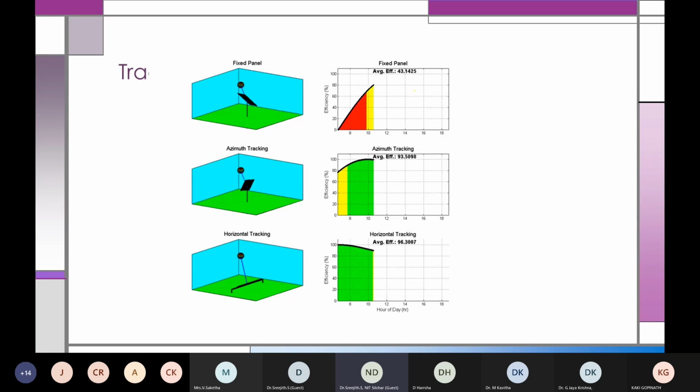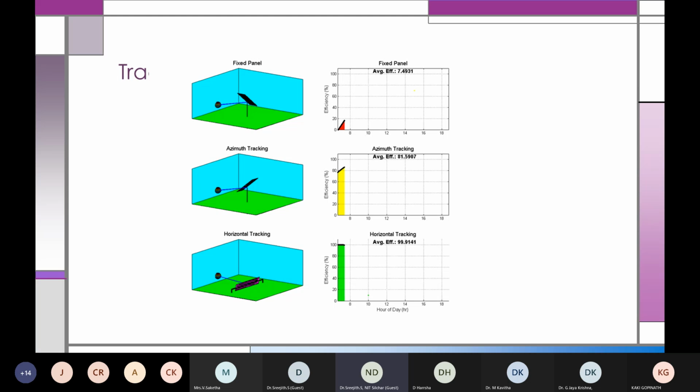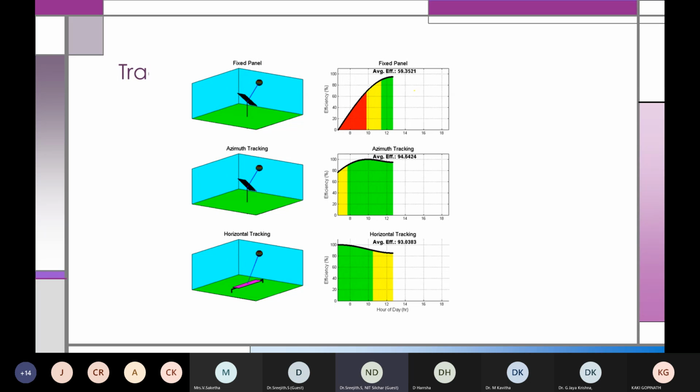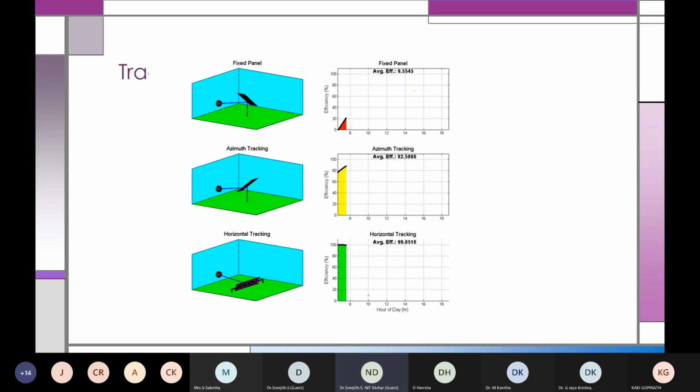When you go for no tracking, the panel will be fixed there. One axis tracking, or single axis tracking, means it will go along with the sun's direction, but only in one direction, either east to west or west to east. North and south won't come into the picture. Depending upon the season, the angle in which the sun is moving will change. The direction will be the same, whereas the angle will change. So if you want to track that also, then you need to go with that direction also.